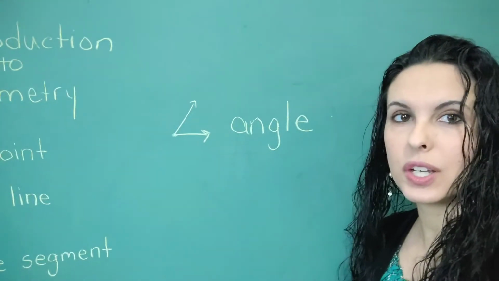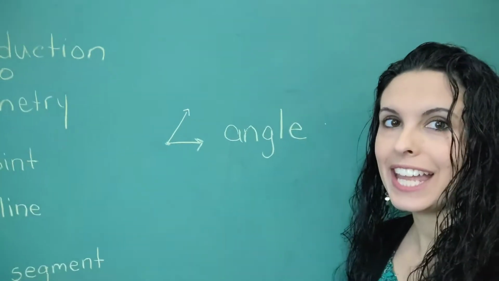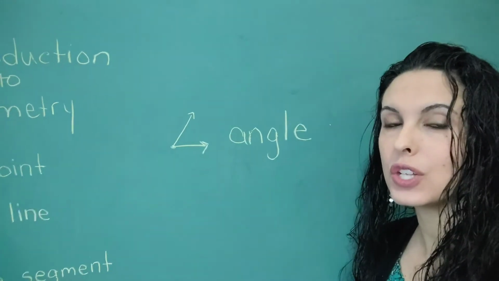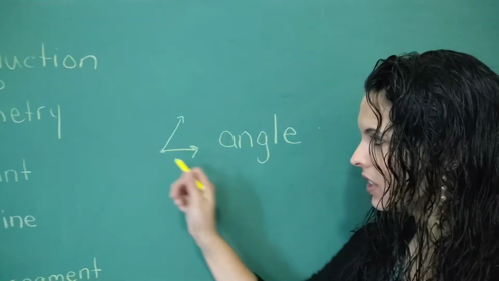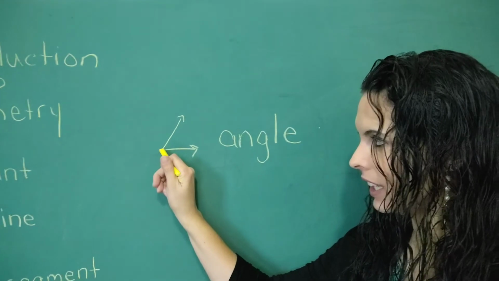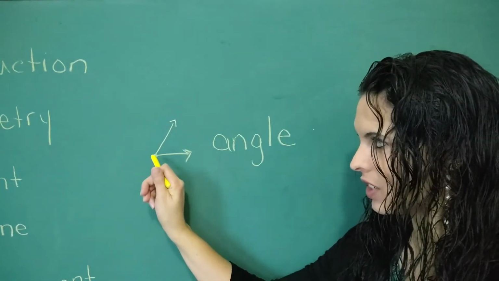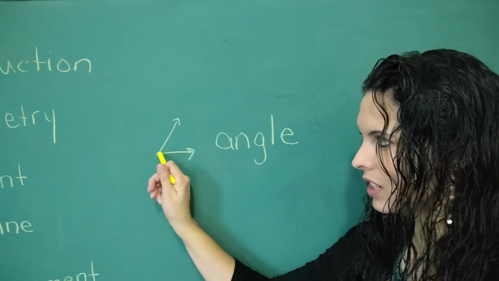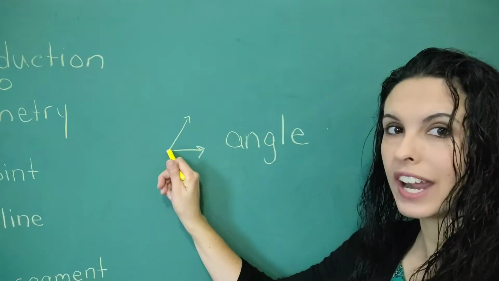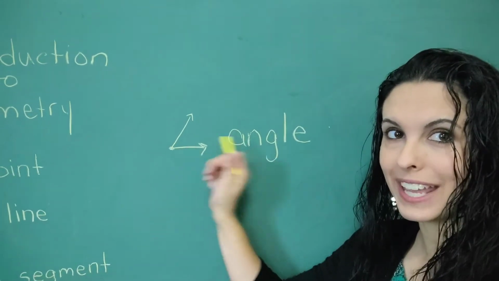The next one we're going to talk about is an angle. An angle is made up of 2 rays. So they're connected with your point here. Then they have the line with the arrow that goes forever in that direction, and this one goes forever in that direction. Okay, so there are 2 rays together make an angle.